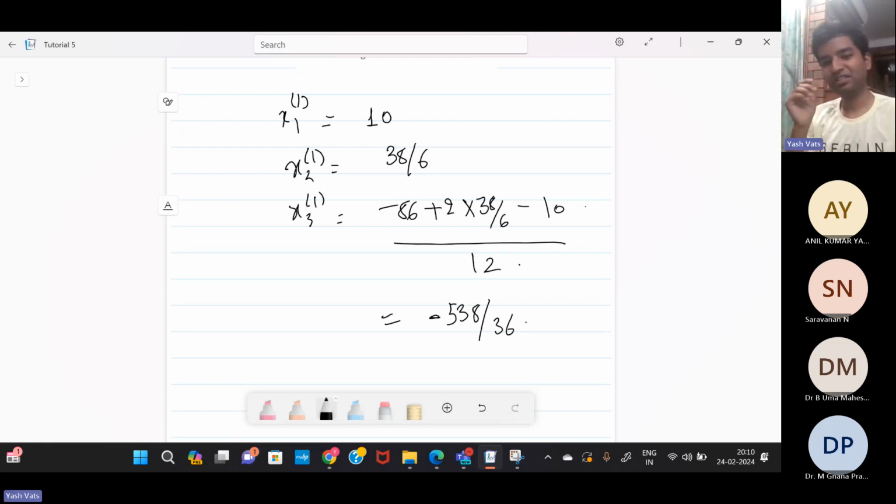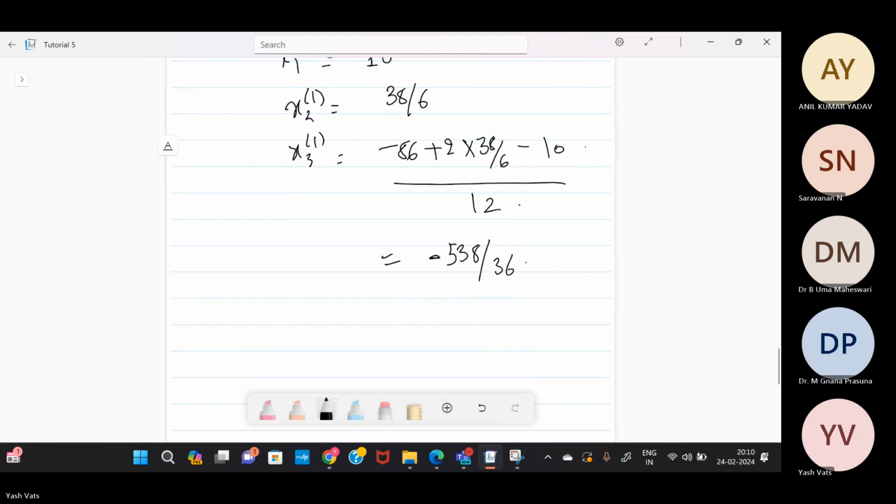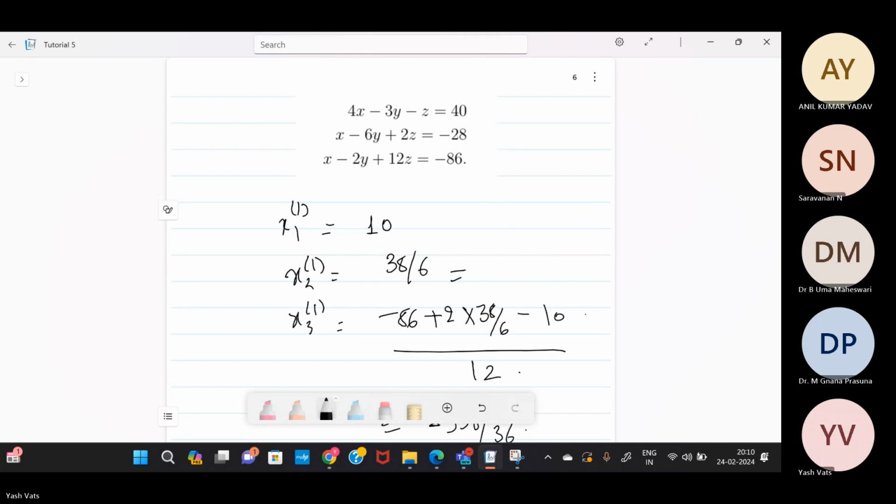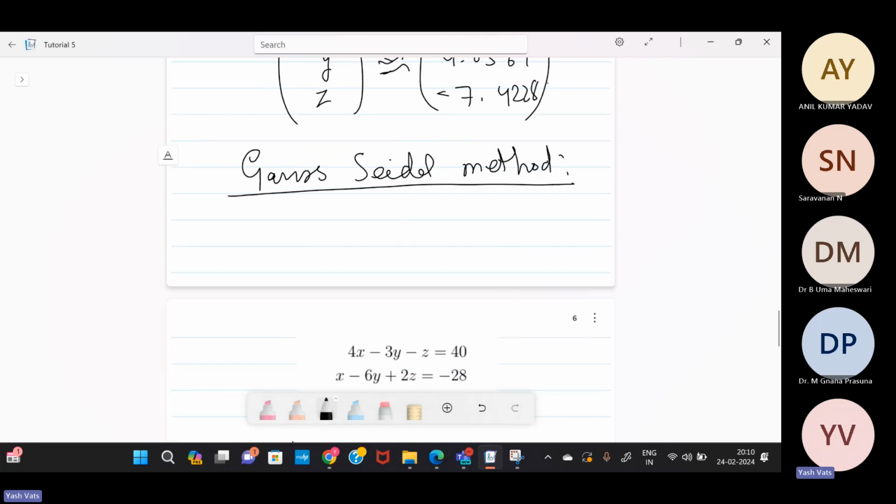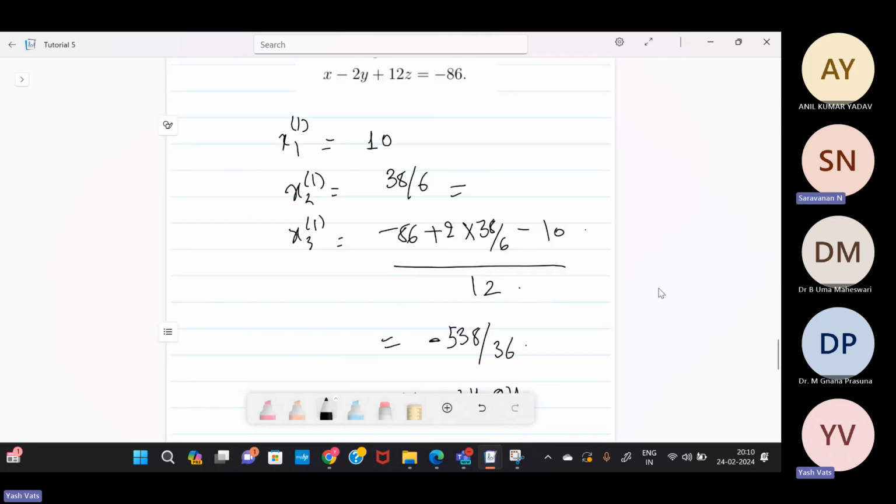Are you sure this is correct? Minus 10. Yeah, I believe. So what is the approximate value? It's 14.94. And 38 by 6 is 6.33, so we have the exact solution like this.